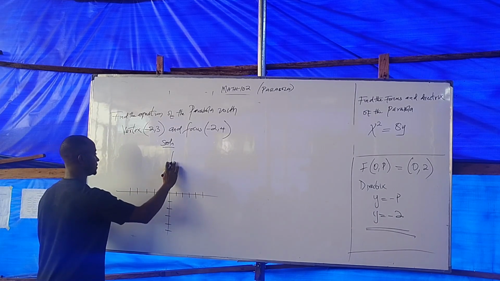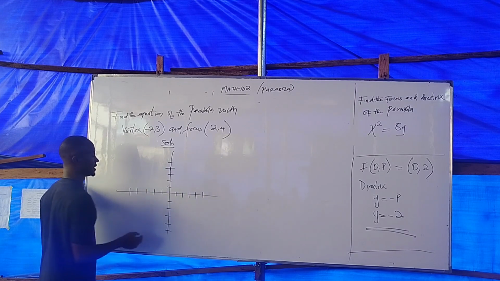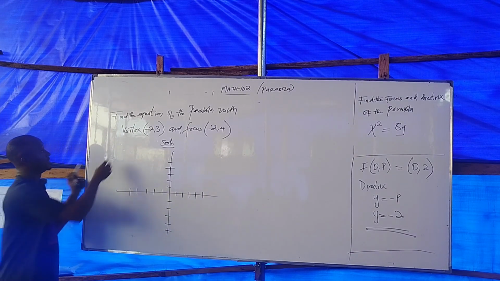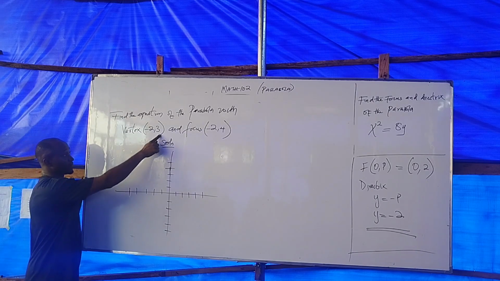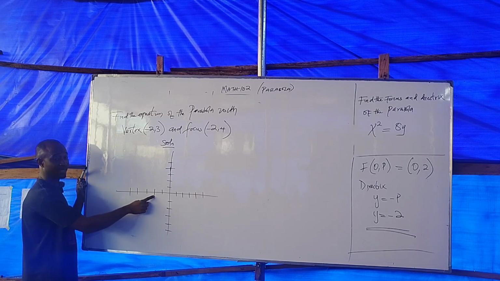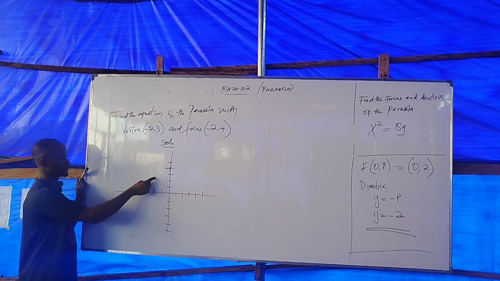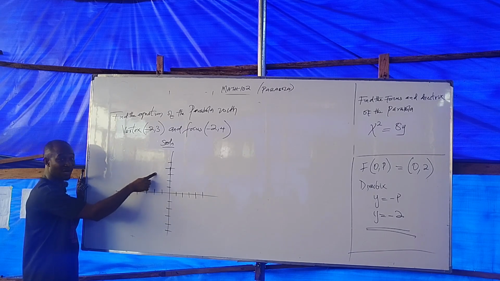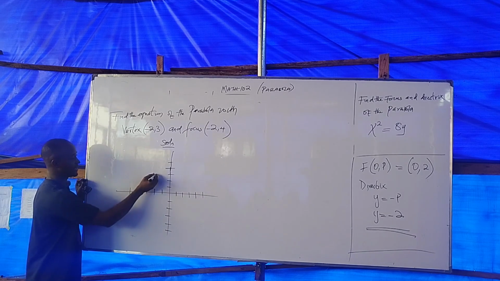Let me repeat. Listen now. The vertex is minus 2, comma what? 3. Meaning when X is what? Minus 2, Y is what? 3. Where is that Y 3? 1, 2, 3. Is it on this point? You agree, right? So I have my vertex here.